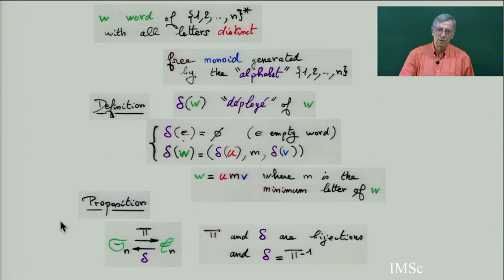And you feel that this proposition says the two maps, the projection from a binary tree... No, I think there is a mistake here. You should invert B and delta. If you take a permutation and take the déployé, this gives you an increasing binary tree. And if you project, you get back the permutation. So this is the group of permutations, and I have denoted by T_n the set of increasing binary trees.